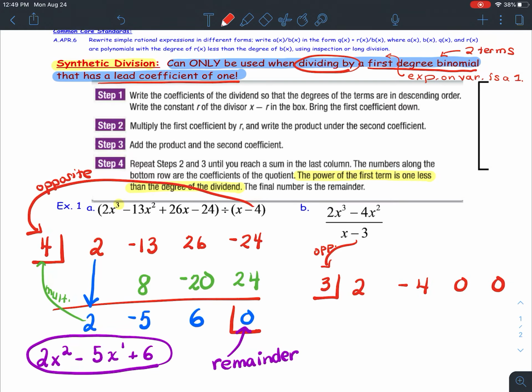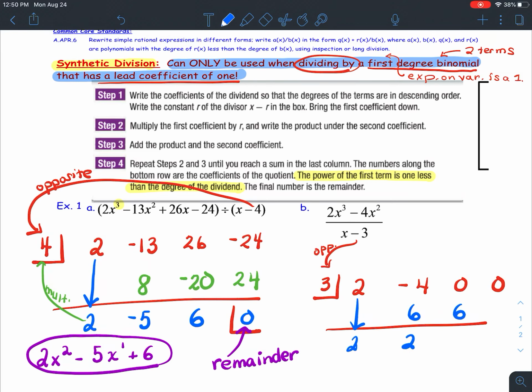So when I'm filling in just the coefficients here, I'm going to need to put 2 zeros in, 1 to hold the place for x to the first, and 1 to hold the place for the constant. Okay. Then we start the process by dropping down our first number underneath the line. We're going to multiply that 2 by this 3. We get a 6. Now we combine negative 4 and 6 together, we get 2.